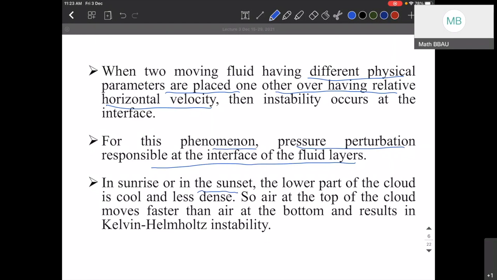In sunrise or in sunset, the lower part of the cloud is cool and less dense, so air at the top of the cloud moves faster than the air at the bottom and results in the Kelvin-Helmholtz instability.